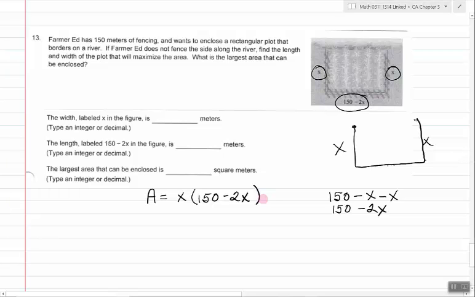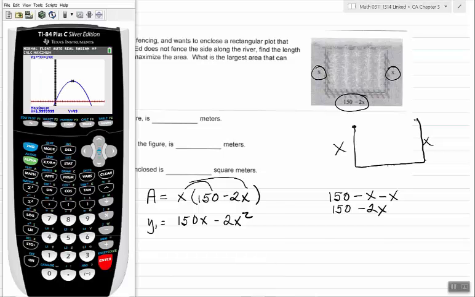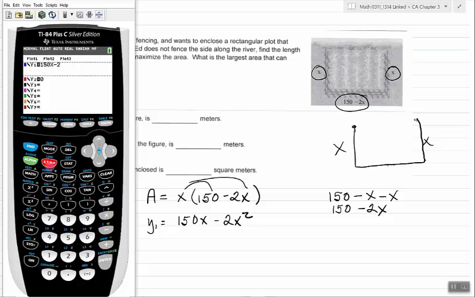All right. I want to maximize the Y component. So I will type this into my Y1. Well, I'll go ahead and multiply it out. I don't have to. It is 150x minus 2x squared. All right, go to your grapher. Y equals, clear, 150x minus 2x squared.